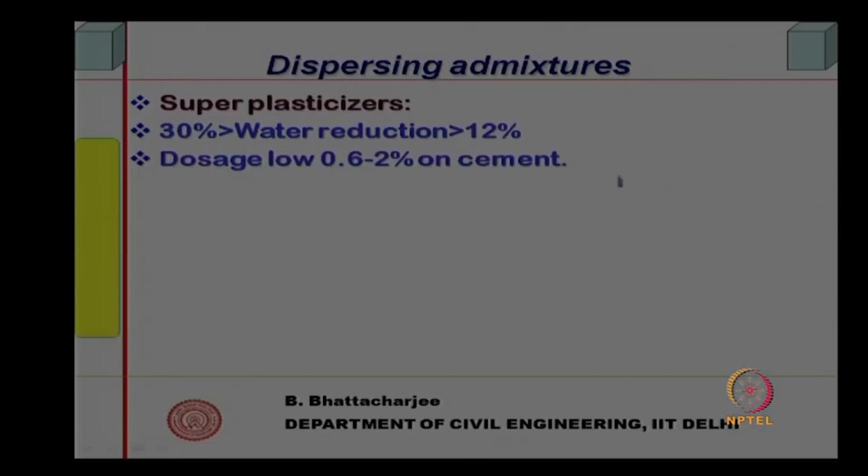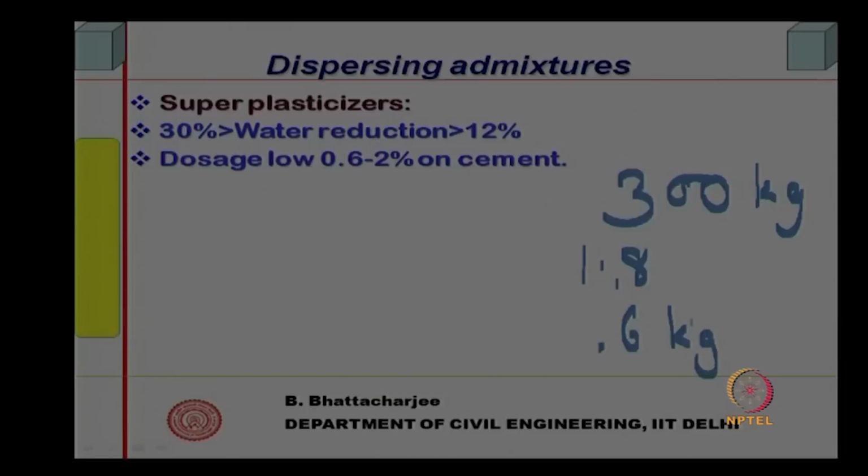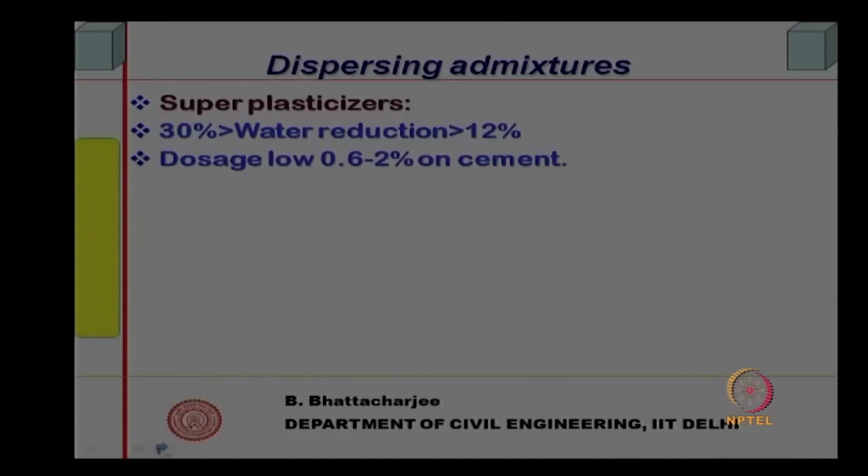So, if it was 300 kg of cement earlier, the maximum you would have added is 1.8 kg of plasticizer, but with a superplasticizer you might add from 1.8 to about 6 kg. So the dosage is generally higher, but their action is also higher. They are more effective, and that is why the name, superplasticizer. You see, plasticizer, then superplasticizer.